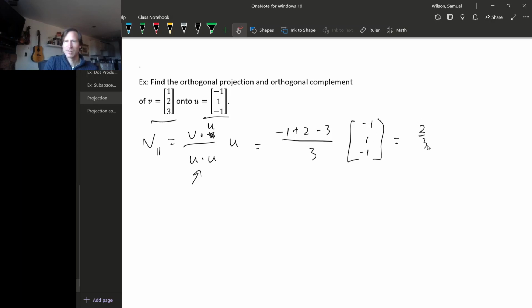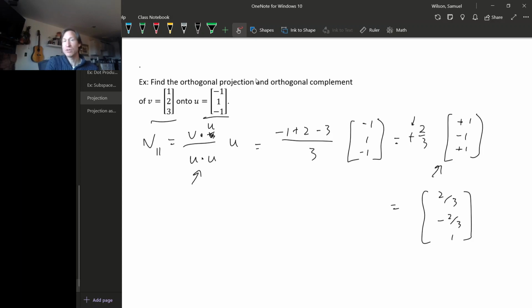So it looks like we're going to get 2/3 times minus 1, 1, minus 1. So we could either leave it like this, negative 2/3, right? Yes, negative 2/3. So we could use this minus sign out in front to flip the signs on all these entries. And if you wanted to, you could actually do this scalar product if you find it illuminating. So you get 2/3, minus 2/3, and 1.